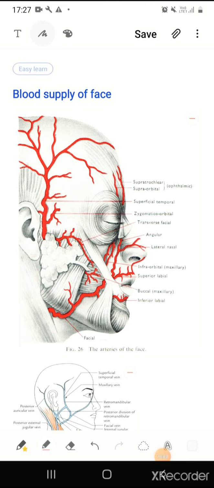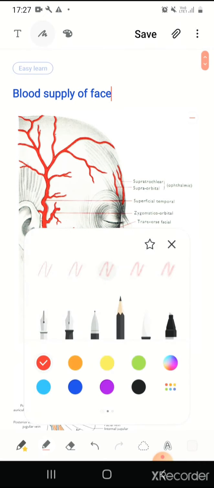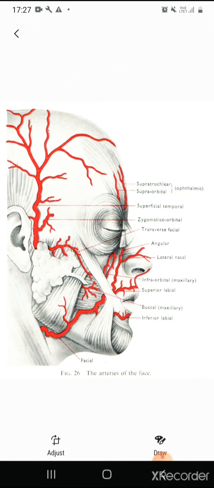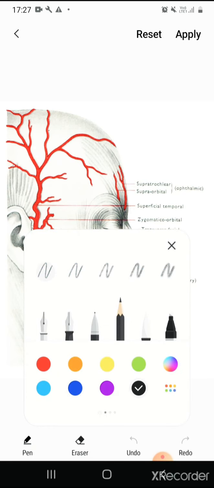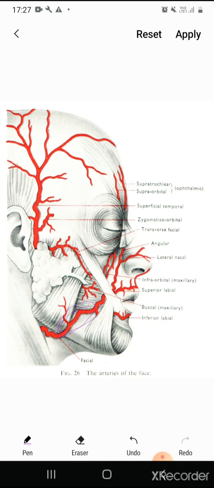Okay, so look at the diagram. Where is the facial artery? Yes, this is the facial artery over here. You can see the facial artery over here. It is, as we have told, passing the central point of the base of the mandible. Then the branches, the inferior labial, superior labial, and lateral nasal can be seen here. Its ending is not so clear.